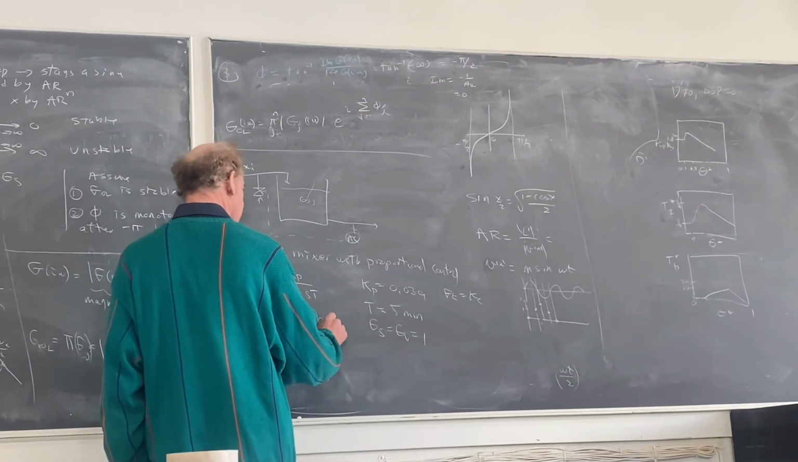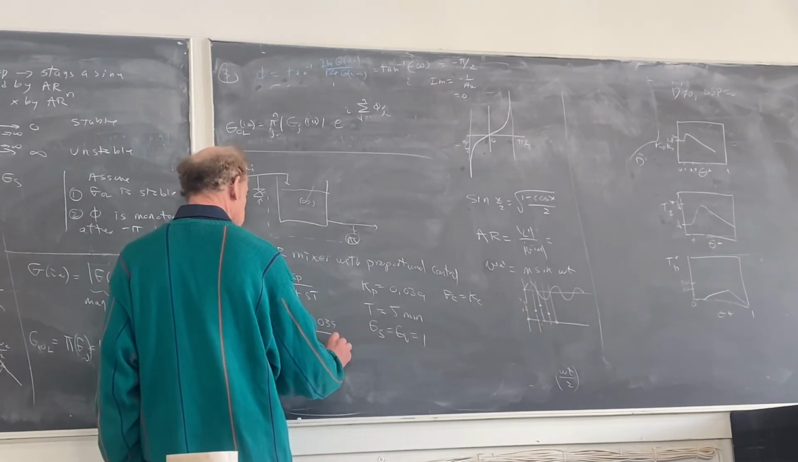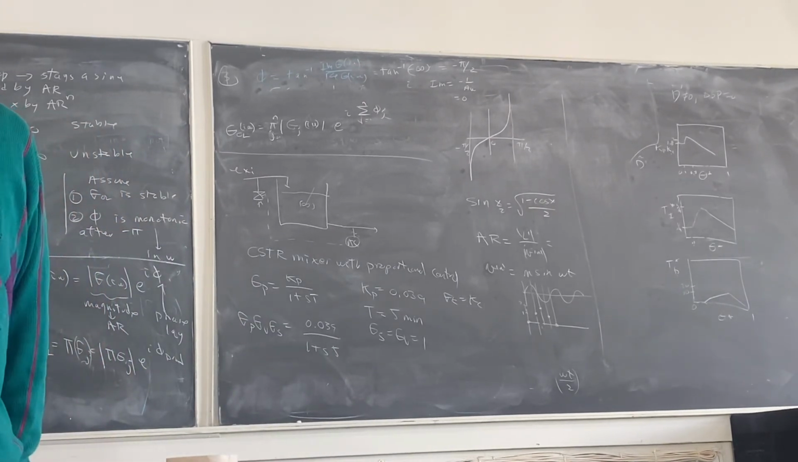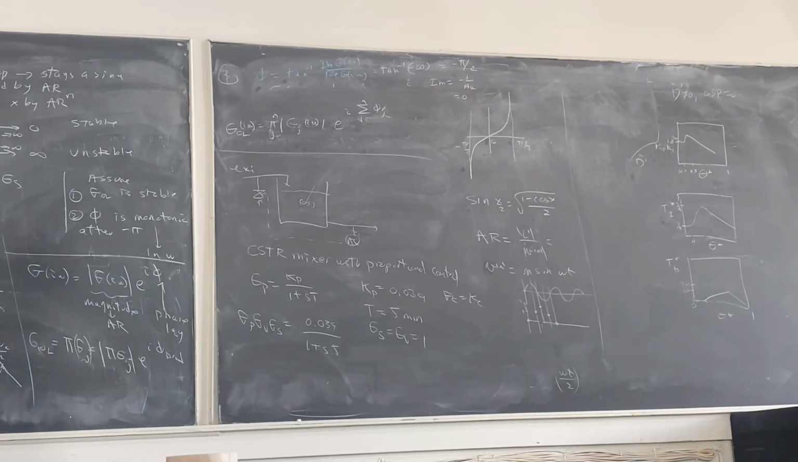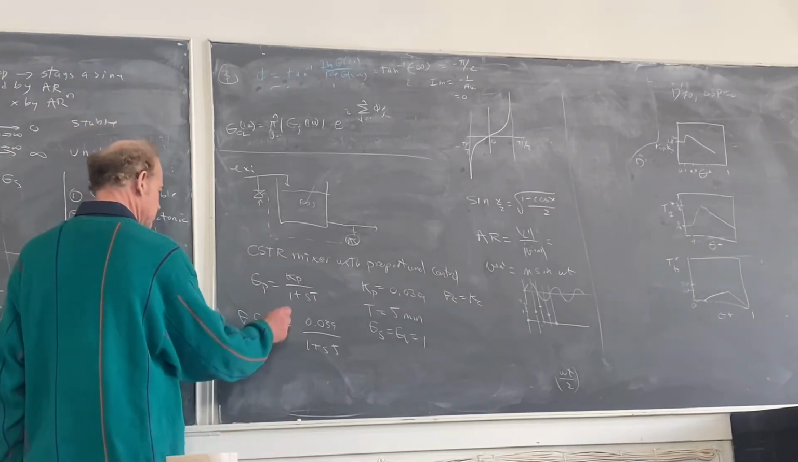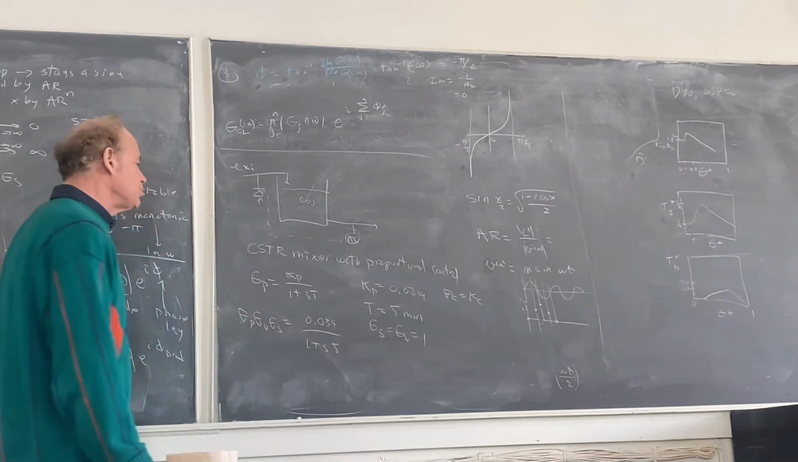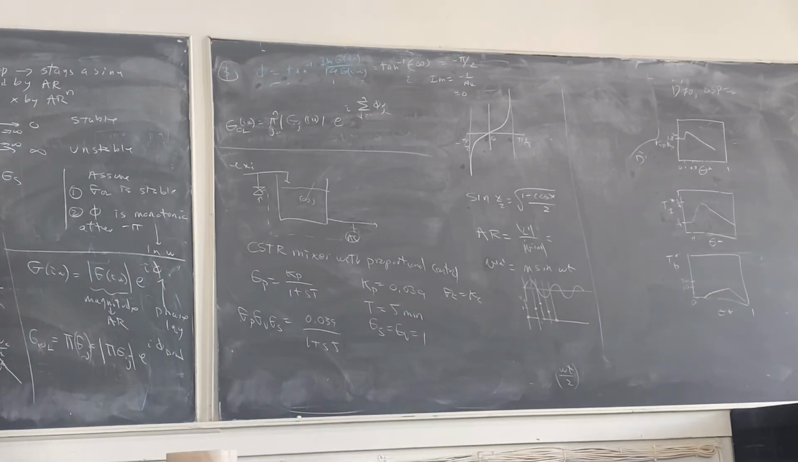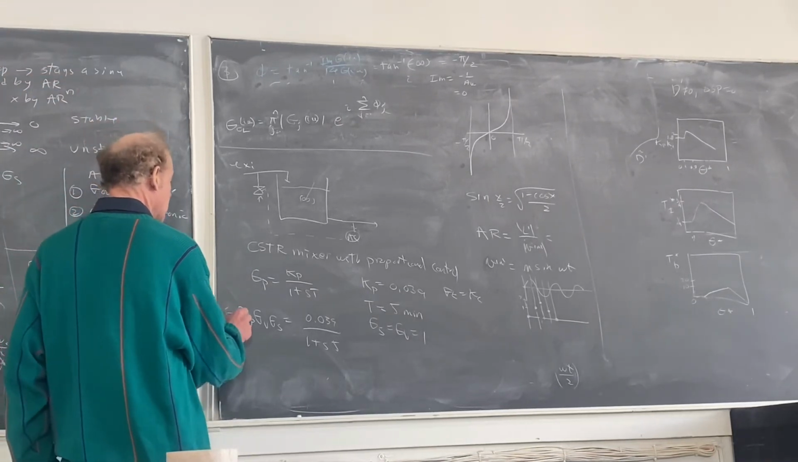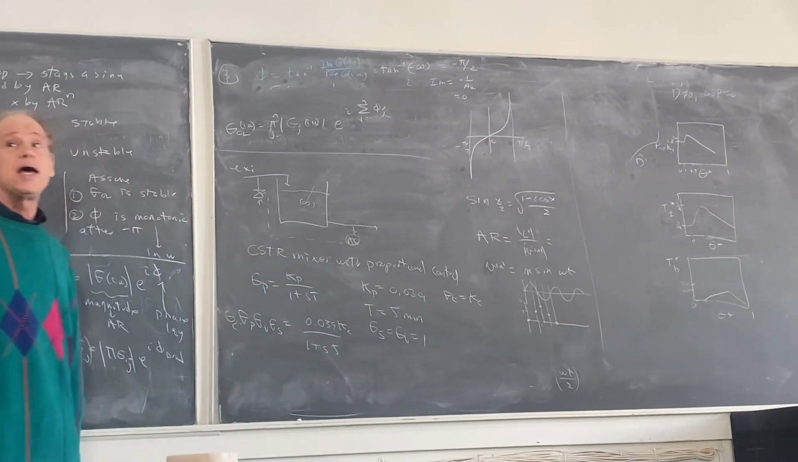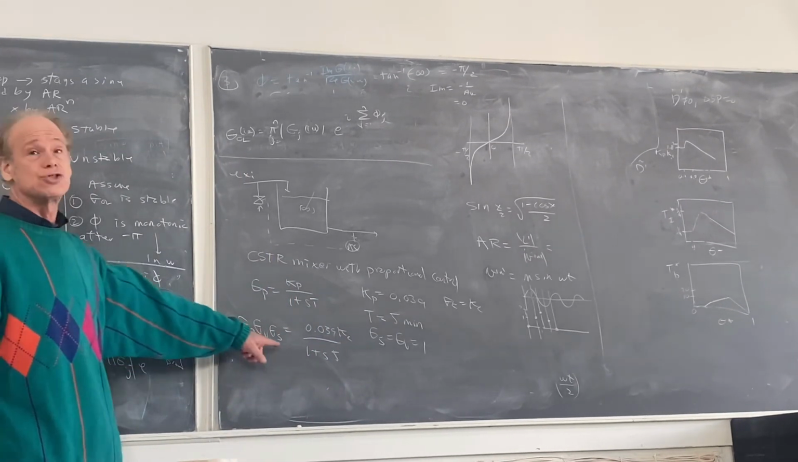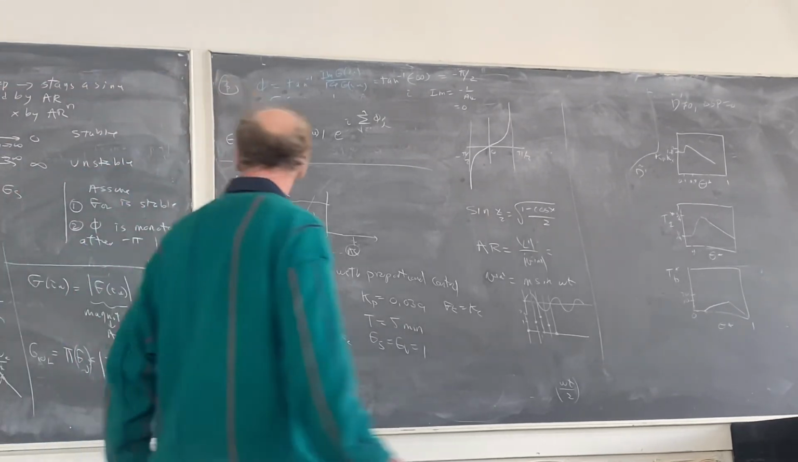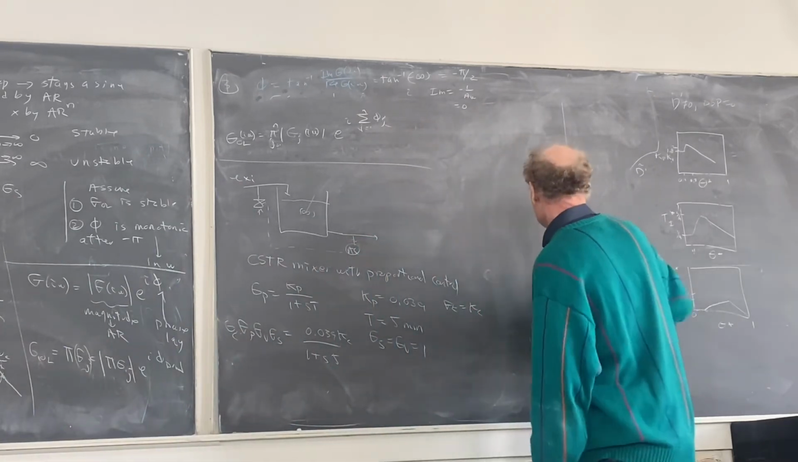This is 0.039 over 1 plus S times 5. So this is a first order system. And what do we have in a first order system? In a first order system, we have the amplitude ratio here. So with GC, I also have a KC. And remember that this is a first order system, and we did in great detail, we came up with the Bode plots for first order systems.